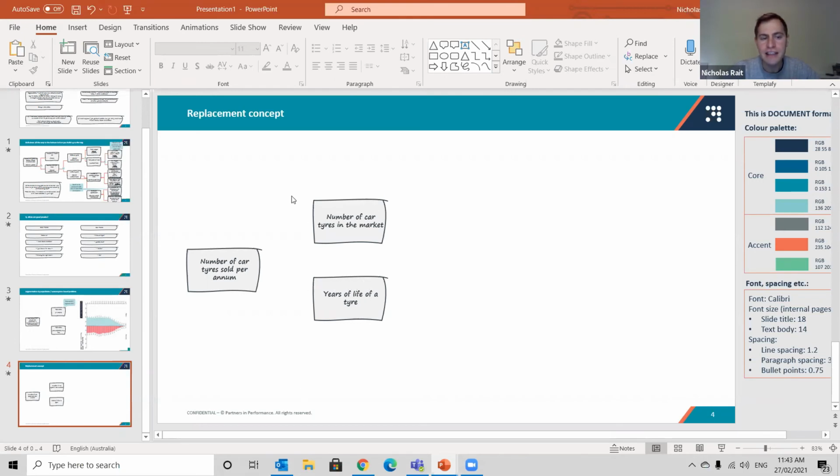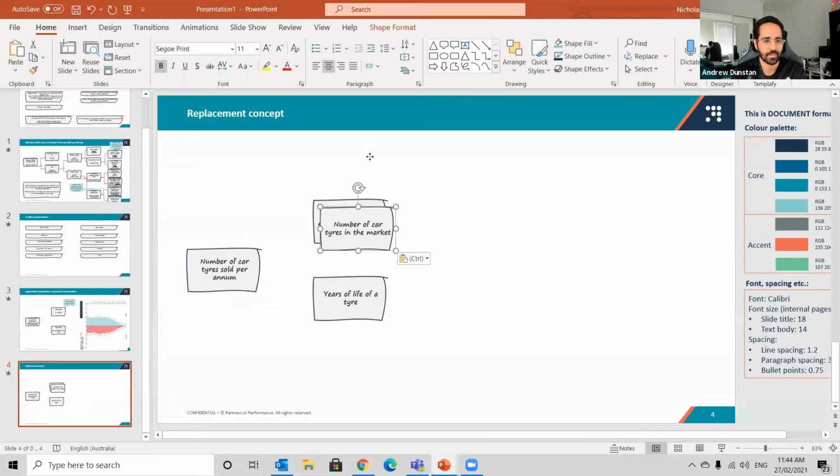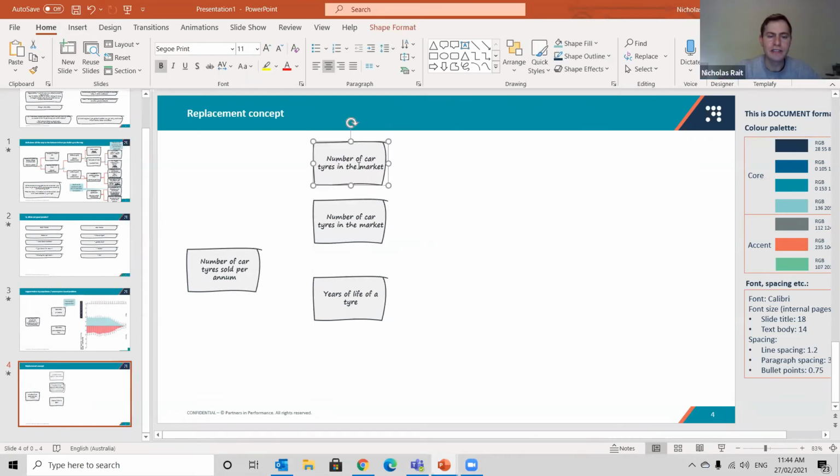And I think the only other thing that I'd say to this is, where do you think the trap might be? So if we've got number of car tyres sold per annum, and we look at the number of tyres that are already out there and the years of life, where do you think the other level of detail in a problem like this might be? It's missing new cars and things like that. So you've got new cars.